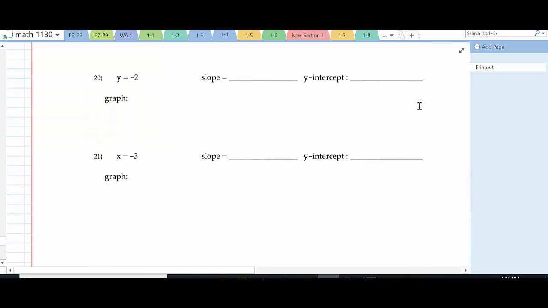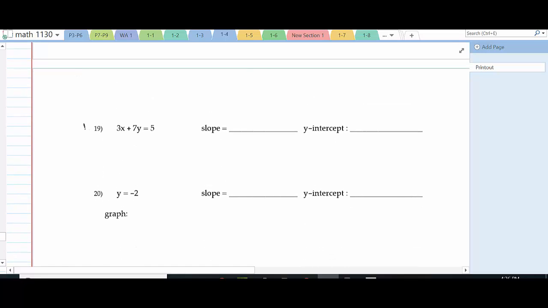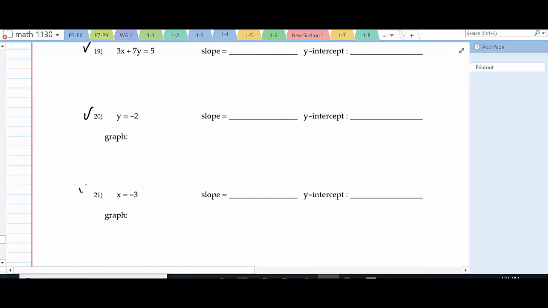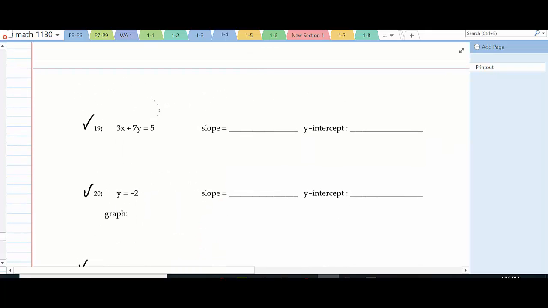All right. So the next thing I want you to do is complete these problems here. Solve for y, and then see if you can get the correct slope and y-intercept. And then on number 20 and 21, I want you to sketch a graph, and then in your head, see if you can tell me what the slope and y-intercept is. So let's do that. I'll walk around. I need to see if you guys are working and making progress.